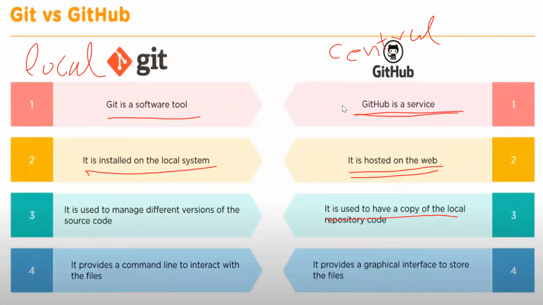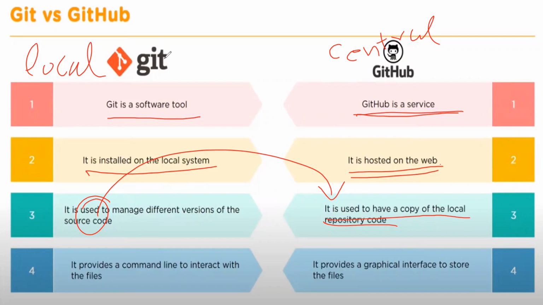You can create a repo and you can put it in the central server, or you put it in the Git server. So it is used to have a copy of the local. So whatever changes you do here, at the end of the day, you put here. So it is saying it is used to have a copy of the local repository, and it provides a graphical interface to store the files. I'll show you everything. And this is used to maintain different version of the source code, but on your local environment, and it provides your command line, a CLI to interact with your stuffs. So let's go step by step.